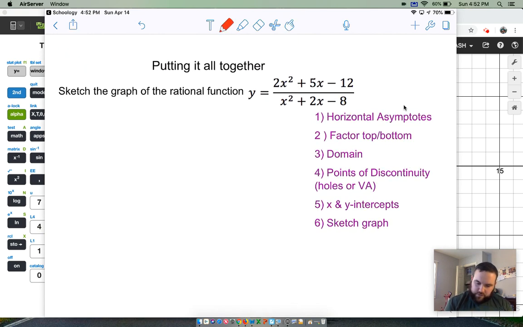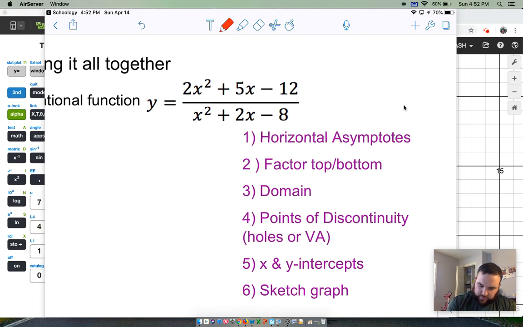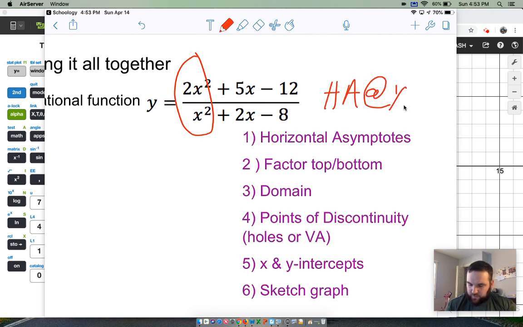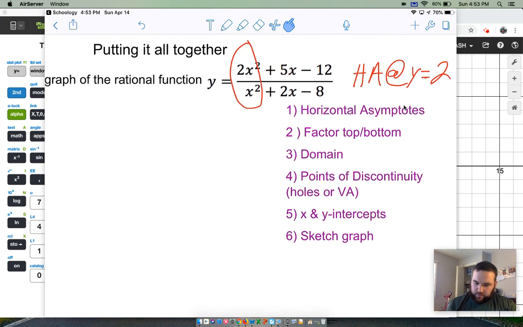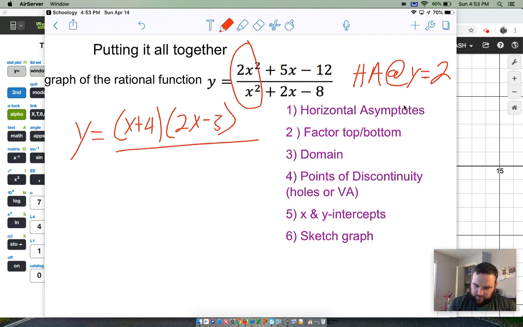First of all, the horizontal asymptote, that we didn't do. 2x squared over x squared would simplify to just 2. So that is my horizontal asymptote, which means the graph's going to be approaching a height of 2 at the sides there. If I factor, the top was x plus 4 times 2x minus 3, and on the bottom was x plus 4 times x minus 2.